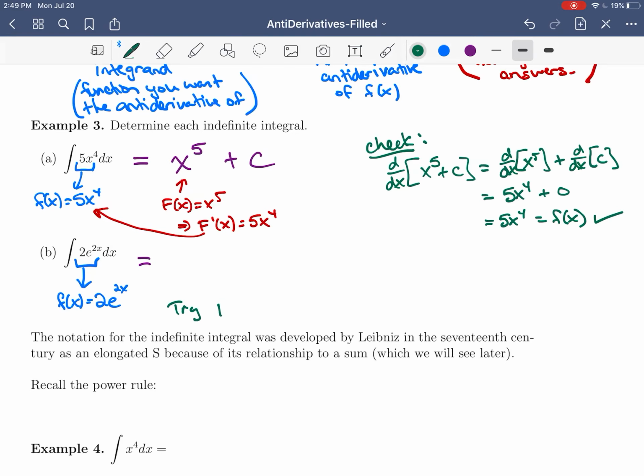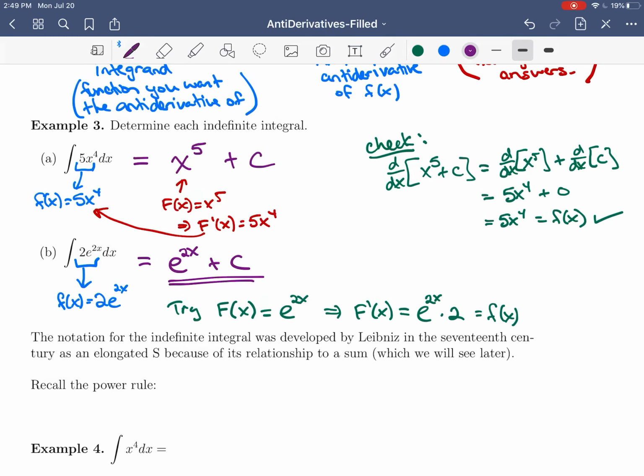So let's just try F of x is e to the 2x. What would that mean that my derivative is? Because I want to find an antiderivative. So I need something that has derivative 2e to the 2x. So I'd have to use the chain rule here. So e to the 2x has derivative e to the 2x times the derivative of the exponent, which is 2. Now notice that this is little f of x. So e to the 2x is an antiderivative. So that means this I could write as e to the 2x plus c. And that's going to be an antiderivative. Or that's going to be all the antiderivatives, actually. So that's what my indefinite integral should look like.